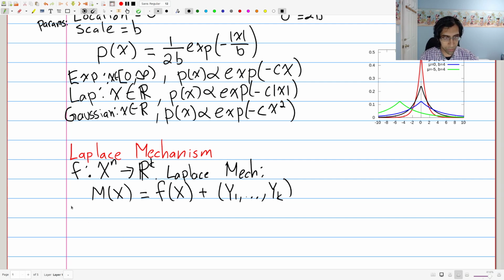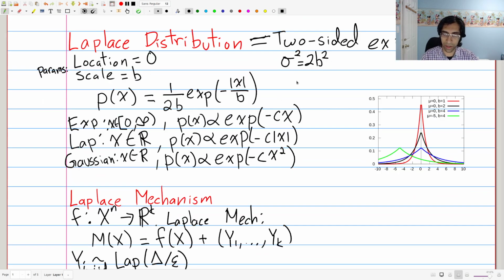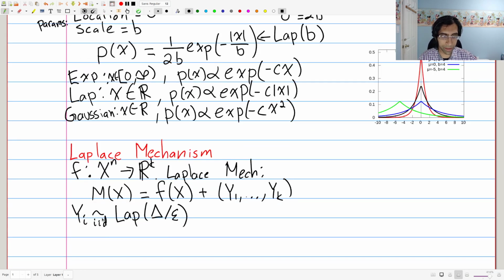And what are these yi's? Well, we're just going to say that the yi are sampled i.i.d., independent and identically distributed, according to Laplace with parameter delta over epsilon. Sorry, I didn't define this notation I'll be using. Let's say that Laplace(b) refers to this distribution right here, the one with scale parameter b and this PDF. So all I'm saying here is that the yi's are sampled i.i.d. from a Laplace distribution where the parameter b is equal to the sensitivity divided by epsilon, where epsilon, as we'll see, is the privacy parameter we want.